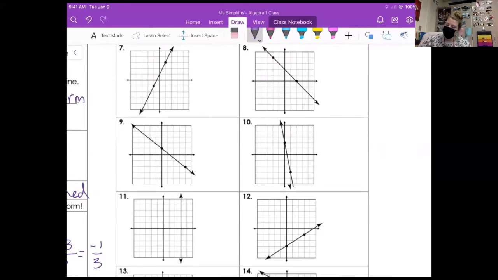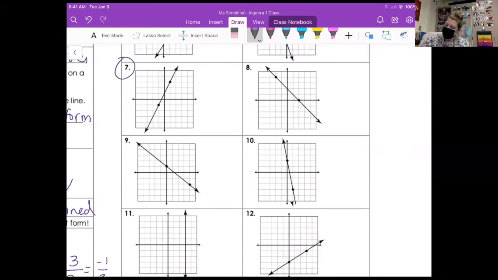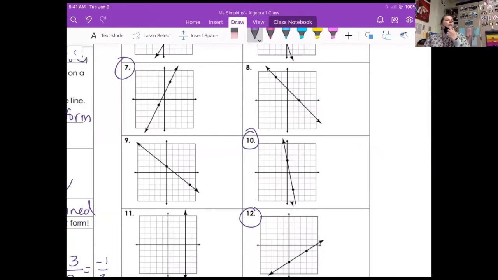Number 7, and I'll circle them for you. 7, 10, and 12. Before we go on our break, number 7, you should have gone up 4 and right 2. And I would like you to simplify that just to 2 whole number. 10 was negative since it's going down. And it's going down 5 over 1, which you could have simplified to just -5. And then the last one went up 2, right 3, and you couldn't simplify that one at all.